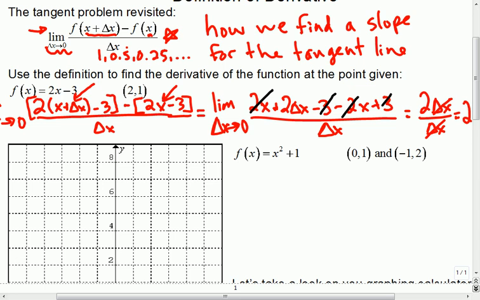And that tells me that any tangent line to the line y equals 2x minus 3 has a slope of 2. Okay, so here was the original function. Every tangent line will have a slope of 2.